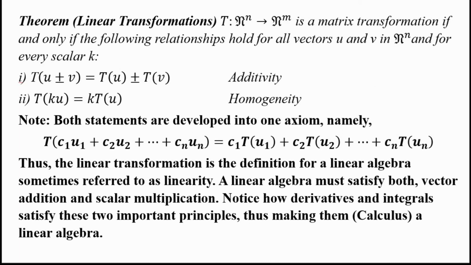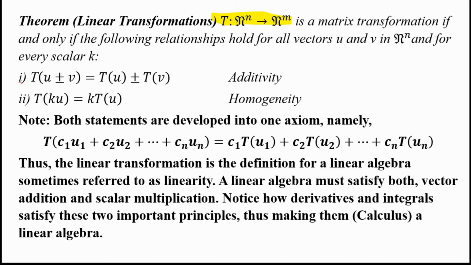So we have this transformation T, and T is mapping vectors from one space to the other. It is a linear matrix transformation if and only if the following relationship holds for all vectors u and v in Rn, and for every scalar k. Again, additivity, that is vector addition, and homogeneity, scalar multiplication.